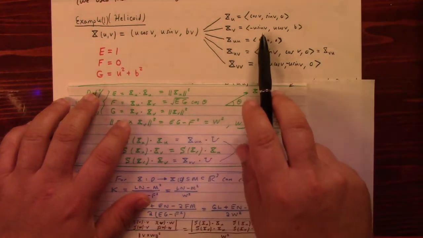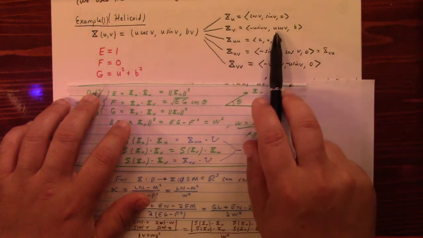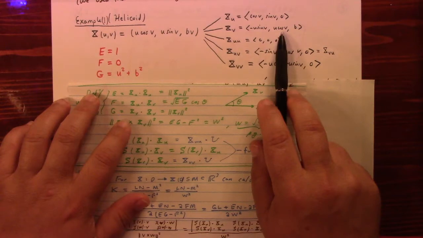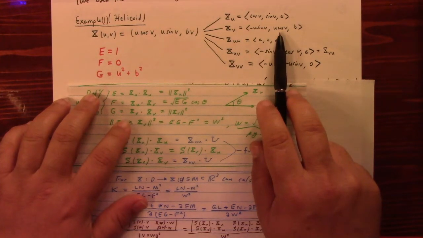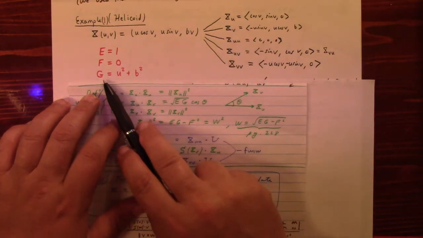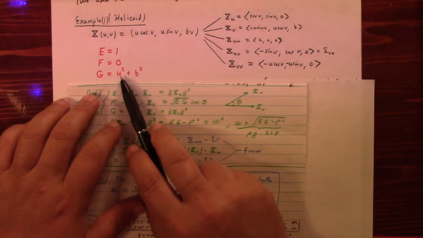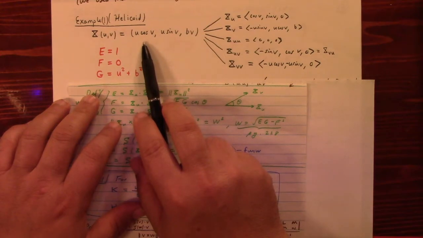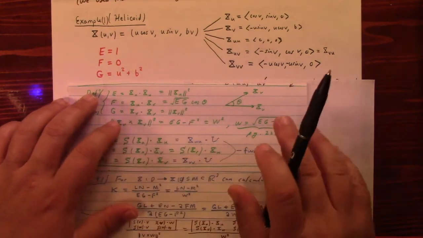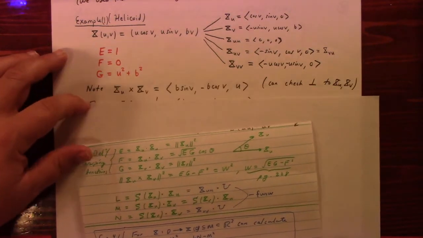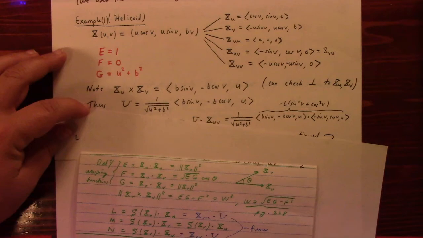And G is xv dot xv, which gives us u squared sine squared plus u squared cosine squared plus b squared. Sine squared plus cosine squared factors out with u squared. That gives us u squared plus b squared. It's the length squared of xv. So G is u squared plus b squared. This is in fact an example of an orthogonal patch because F is equal to 0, which means the calculation is nicer than it would otherwise be. And so we go on.